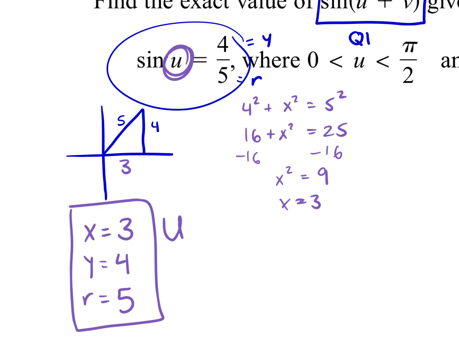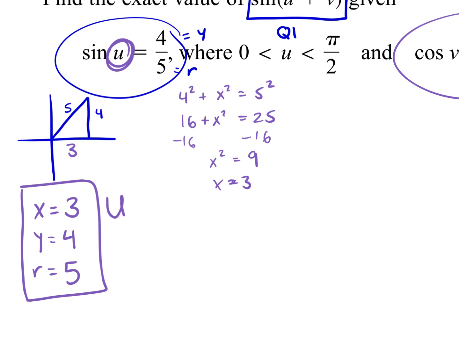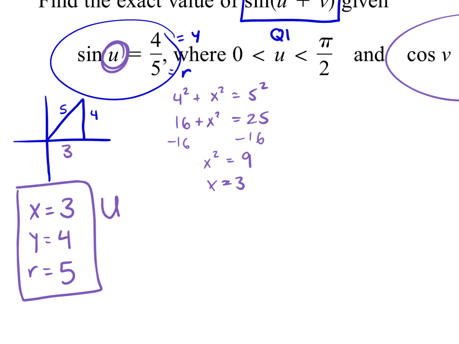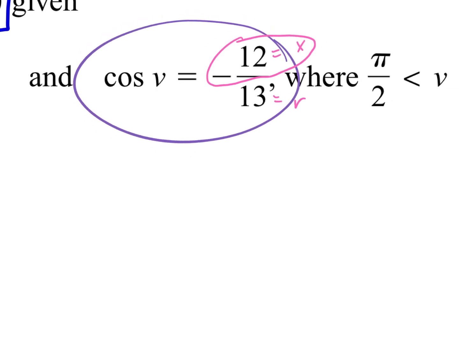Now we have to do the same thing for our V triangle. So I'm going to move to the cosine part. All right, let's do the same thing for this one. Cosine would be what over what? X over r. Do you think that negative goes with the 12 or the 13? Why the 12? Because the hypotenuse can never be negative. Our r can never be negative.